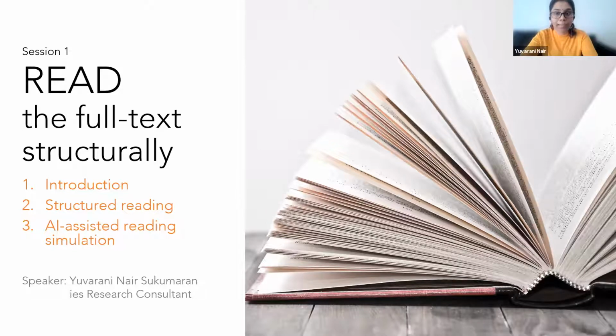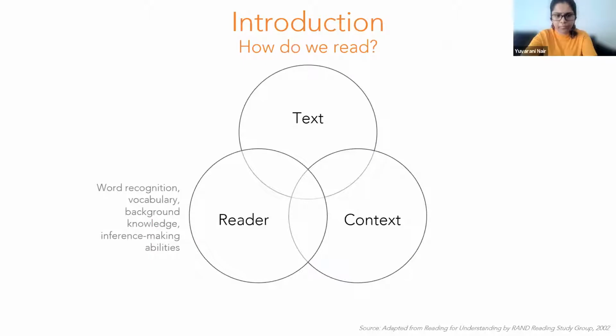My entire sharing will include 3 parts: the introduction, the second part on structured reading methods, and the last one, AI-assisted reading simulation. According to a 2002 framework suggested by the RAND Reading Study Group, comprehension, or reading for understanding, is a process of simultaneously extracting and constructing meaning of written words. There are 3 dimensions to this process: the text, the context, and the reader. The reader here means the reader's background and ability, whether he or she is a native reader or not.